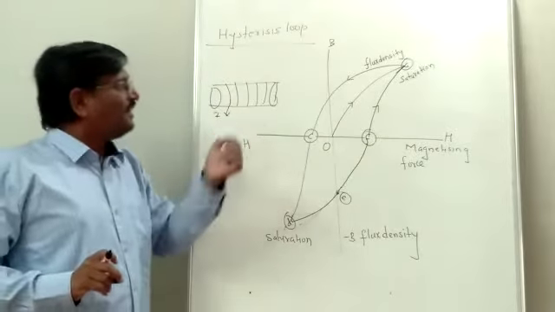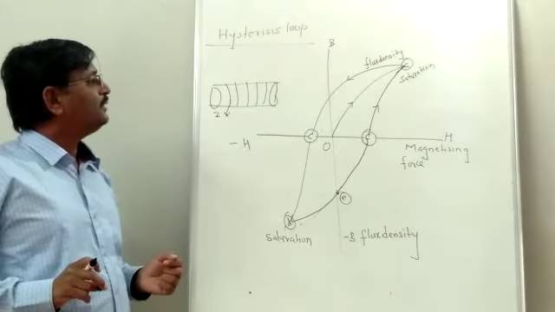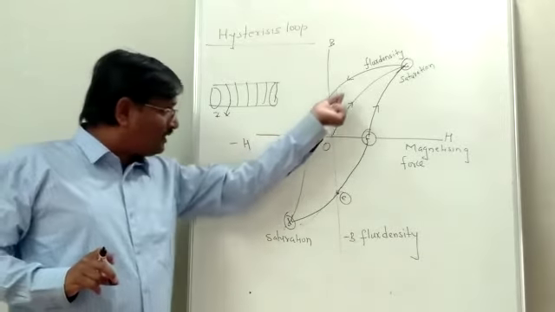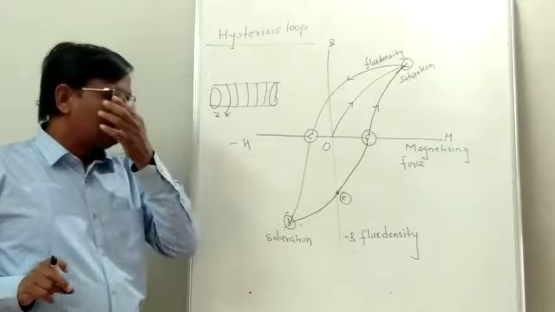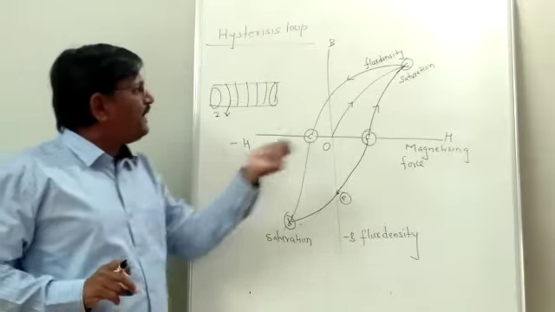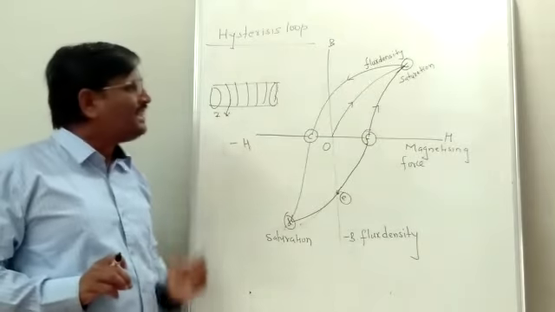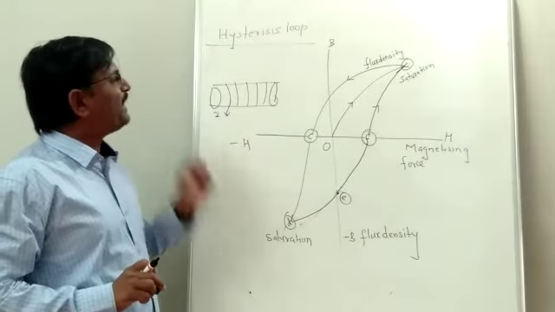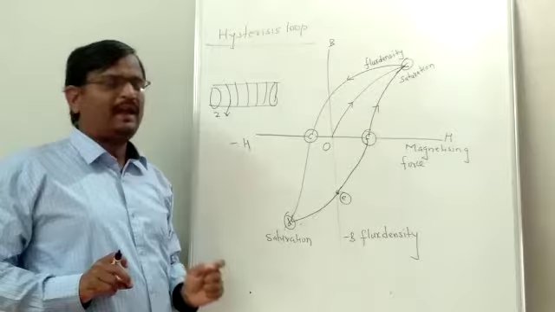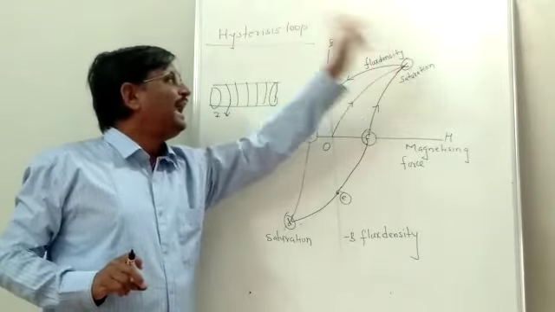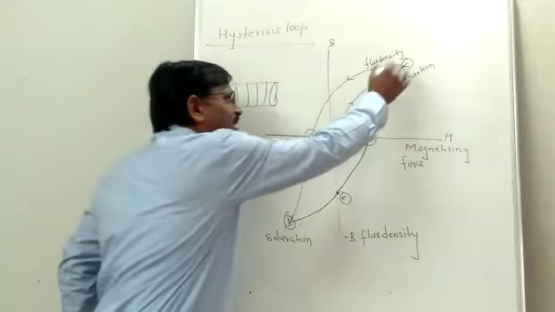When H is increased, then B also increases. At a certain value of H, B is maximum. That is called the saturation magnetization of the rod and is represented by small a.